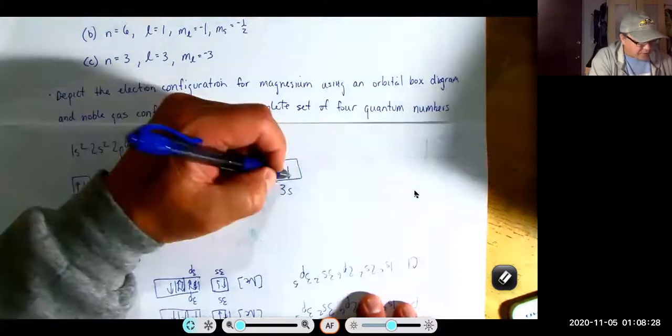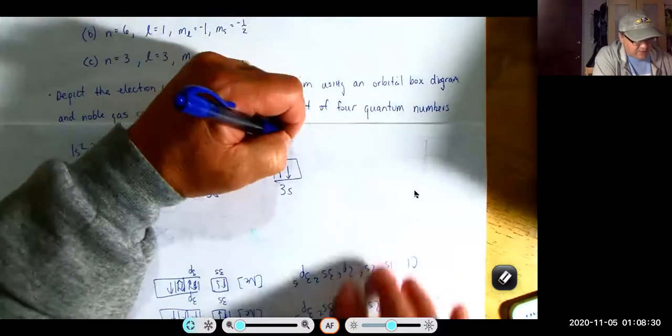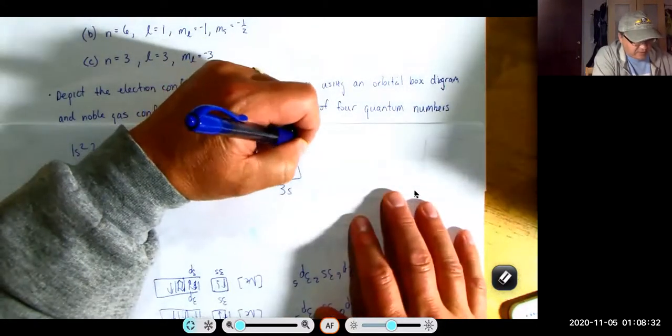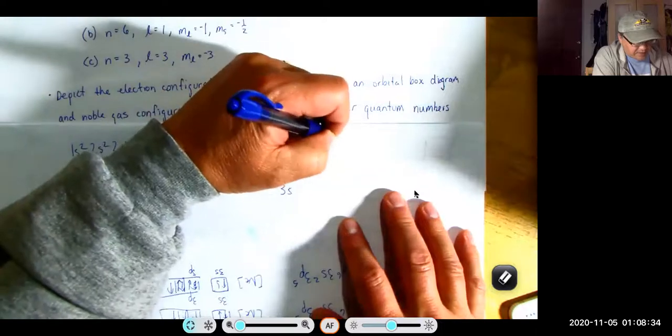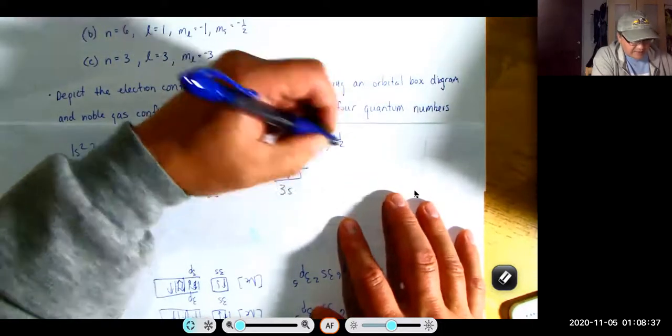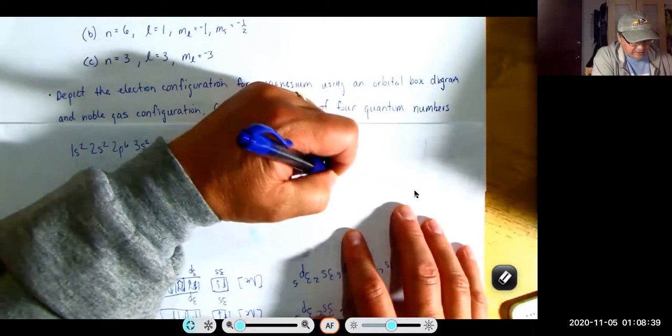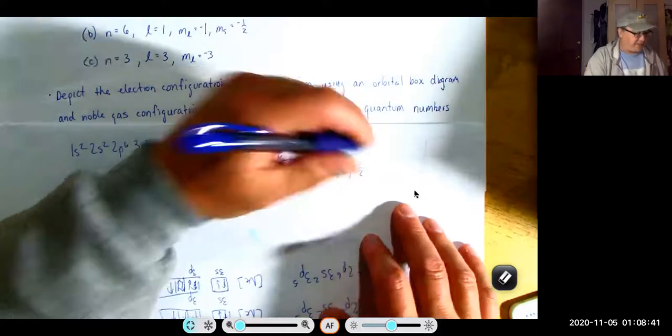And what are the quantum numbers for these? Here we would have 3, 0, 0, plus 1/2. And here you would have 3, 0, 0, minus 1/2.